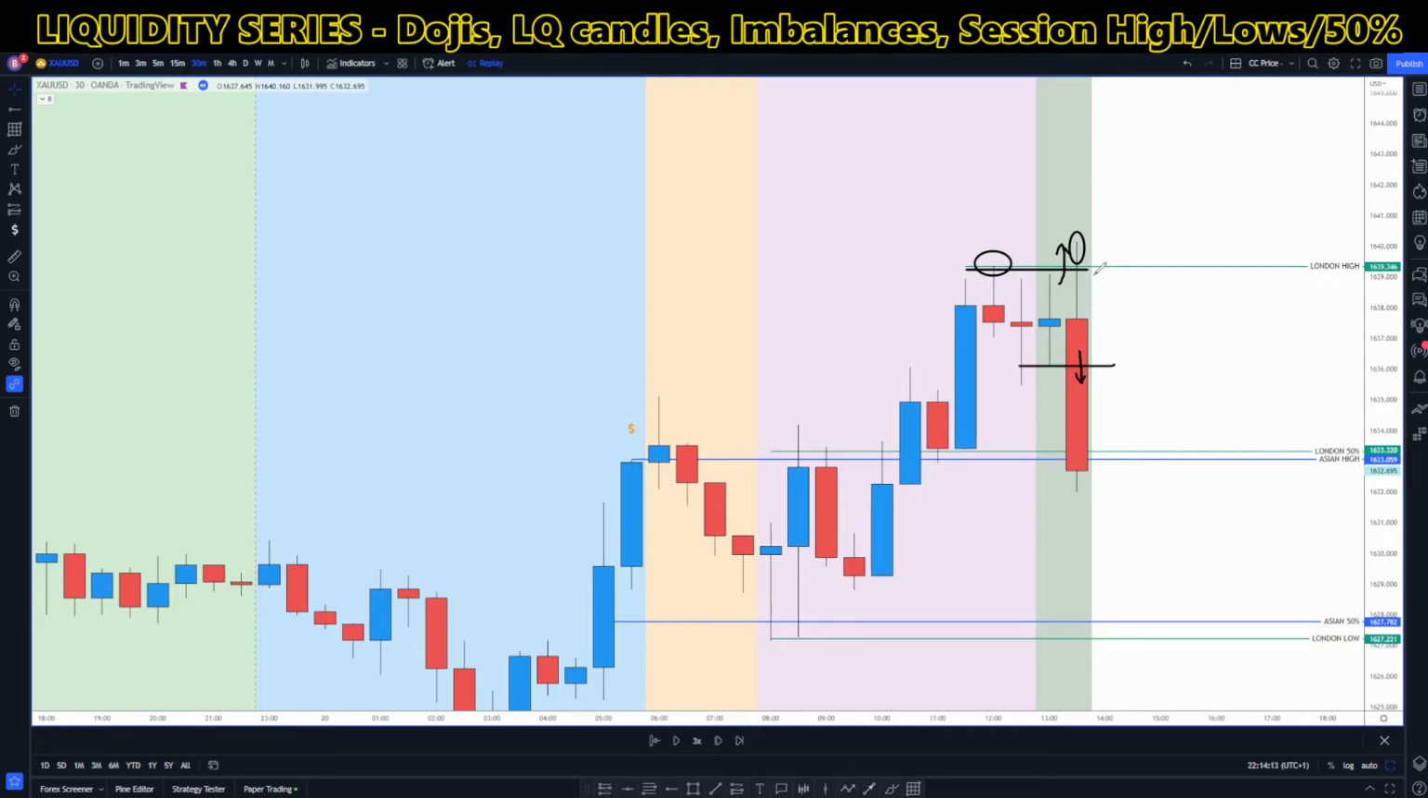So that would also be now a point of interest. We're waiting for price to take the London high, and then looking for that liquidity that's been taken, for it to go from one liquidity point to the next. Where would the next logical place to take some profits be? It would be the London 50%.